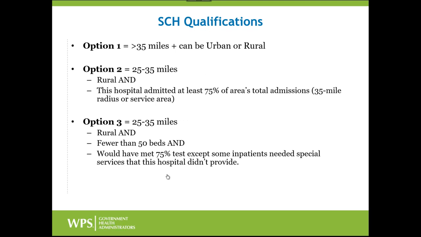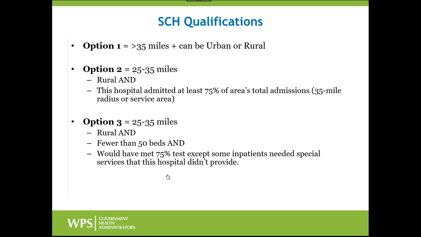There are really 5 options, 5 combinations of criteria that can be used to establish sole community hospital status. Option 1, which again is the easiest as far as the effort to go through for the review: if you're greater than 35 miles right off the bat, and again 35 miles from the nearest like hospital, then you can be a sole community hospital. Whether you're urban or rural, it really wouldn't matter. The urban or rural status, the bed size status, none of that would matter if you can demonstrate that you're 35 miles from the nearest hospital.